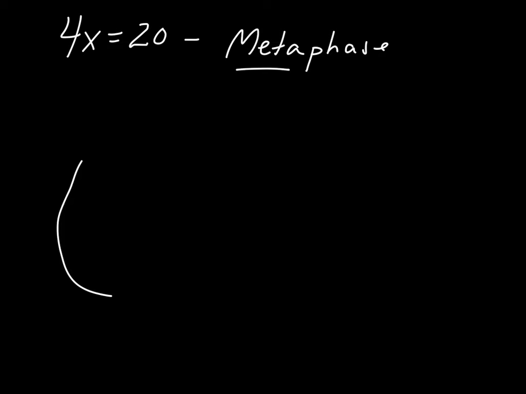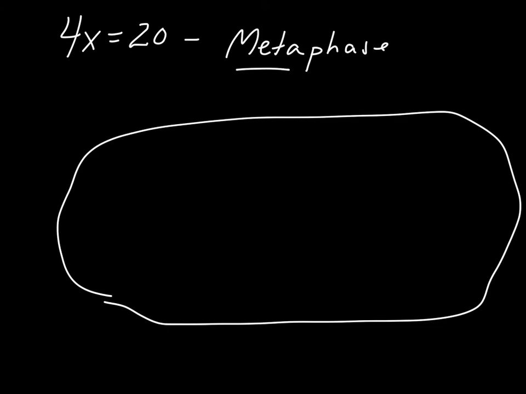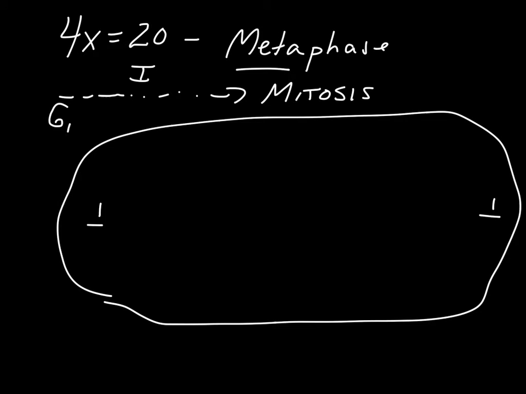So we can draw a big old cell, right, and we're going to have the centrosomes at the opposite poles, at the opposite ends of the cell. And the important thing to remember is, what happened prior to mitosis? So if this is mitosis, what had to happen prior to mitosis? Leading up to mitosis, we had interphase. During interphase, we had G1, S, and G2. And in S, we duplicated our chromosomes.